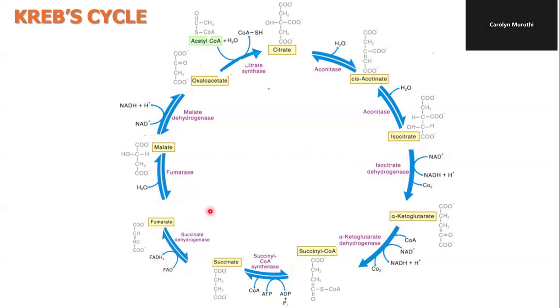It's also important to look at the regulatory points of the Krebs cycle. We have one where oxaloacetate is converted to citrate, and where we have conversion of isocitrate to alpha ketoglutarate, and also the activity of alpha ketoglutarate dehydrogenase is also subject to regulation.